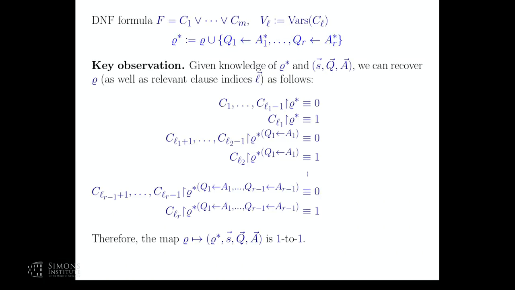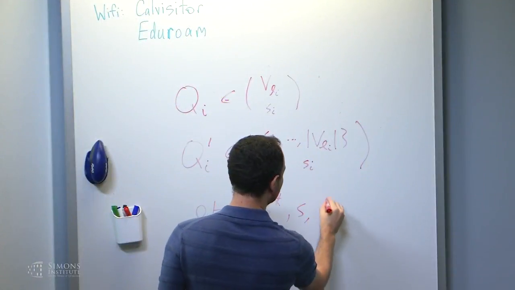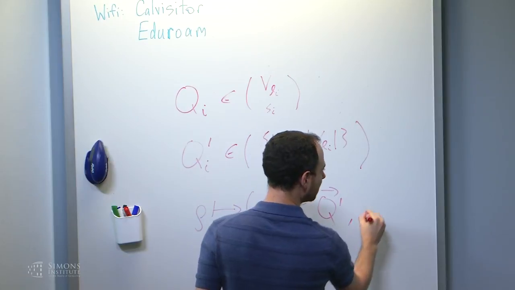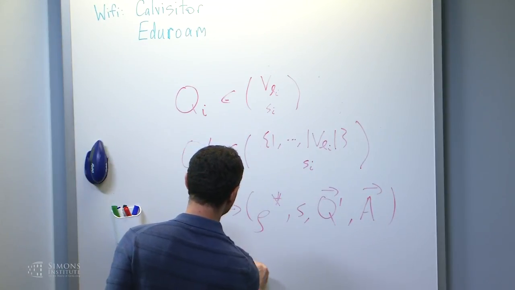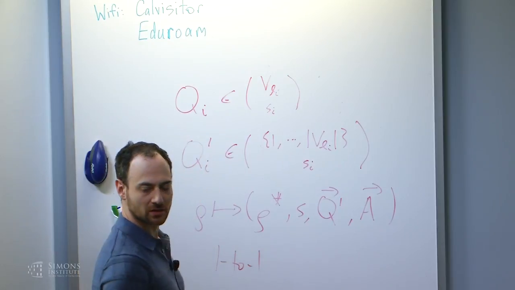So what this observation tells us is that this map from rho to rho star, together with this partial data, is 1-to-1. You can recover rho from these. And in fact, what this observation is showing is that even this map, rho star S Q prime A, is 1-to-1.